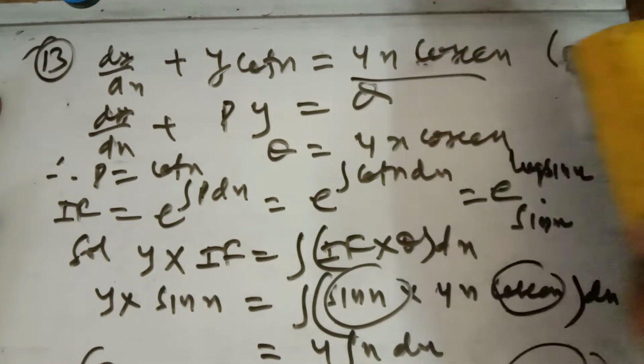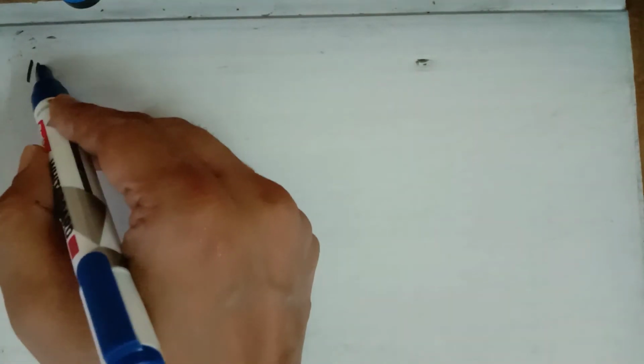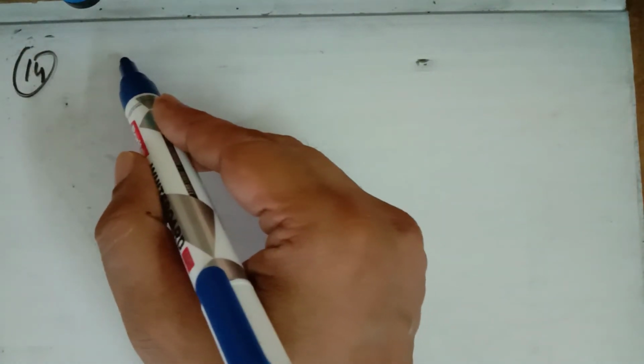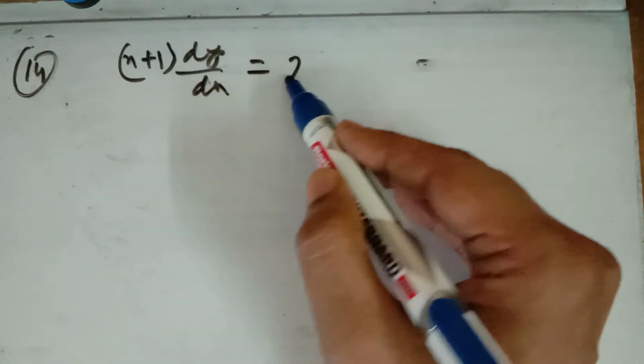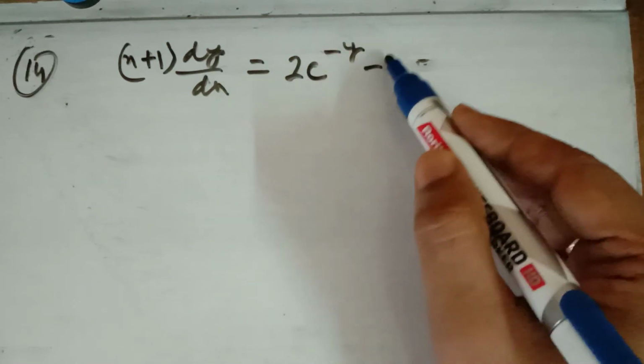It is a linear differential equation. So whenever you have to solve a differential equation, you have to first of all find which type of differential equation it is. Now in question number 14, it is (x plus 1) dy by dx is equal to 2 e to the power minus y minus 1.